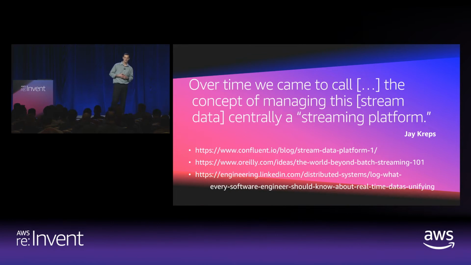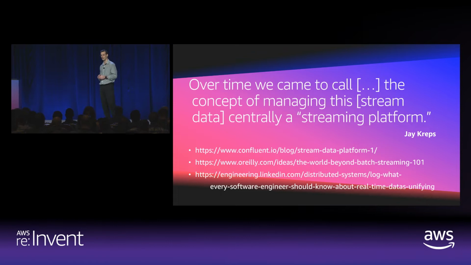Over time, we came to call the concept of managing the stream data centrally a streaming platform. Jay Kreps wrote that in a blog article in 2015, actually that first link that you see on the slide. And Jay Kreps and his team are the ones who built Apache Kafka while they were working at LinkedIn. And I really like this quote because it marks to me a transition in the industry where streaming really took off.